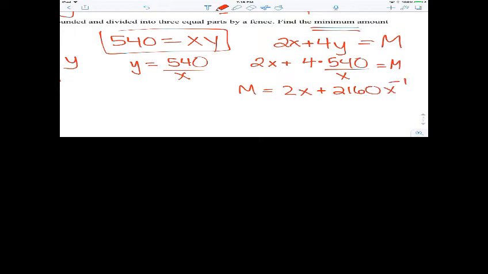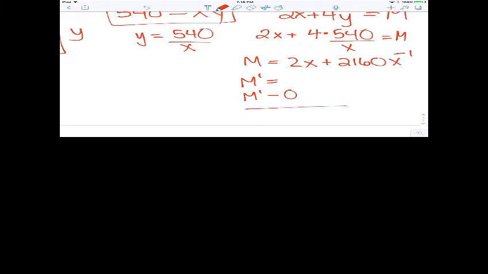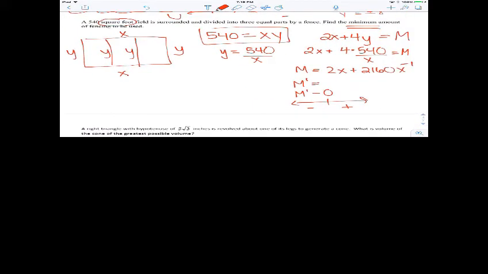And then you're going to do the same thing. So find m prime, set m prime equal to 0, and then look for your minimum, which would be where you go from negative to positive. So again, I'm not going to spend a ton of time actually taking the derivative, it's power rule, but I did want us to look at the setup.